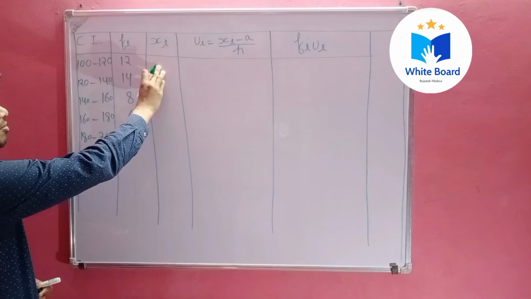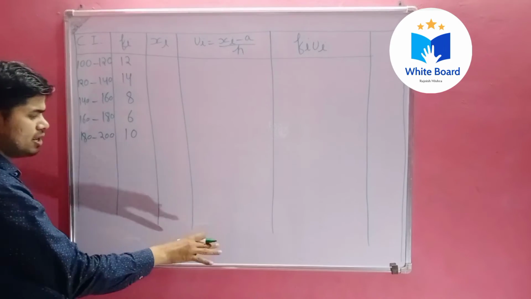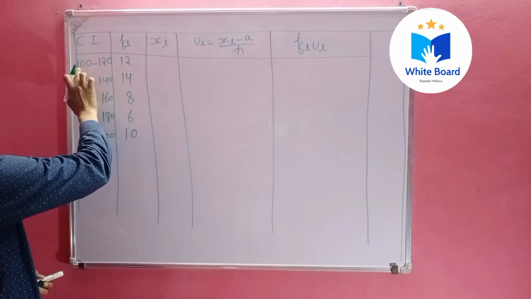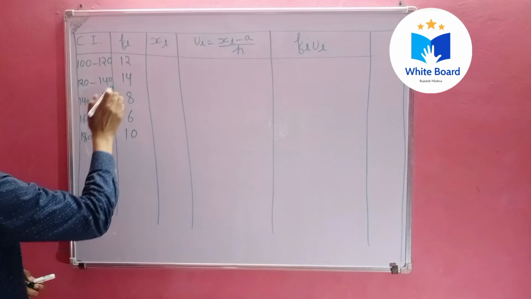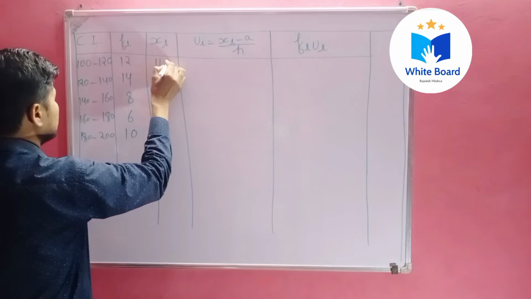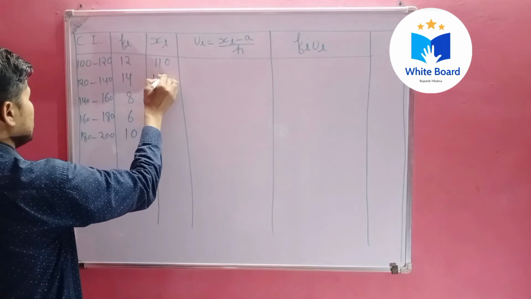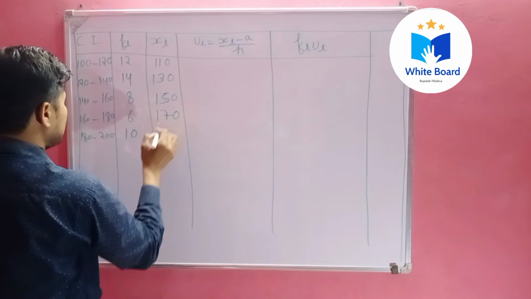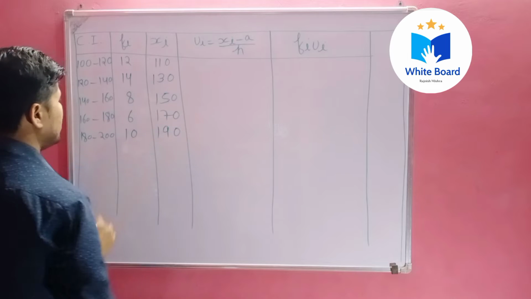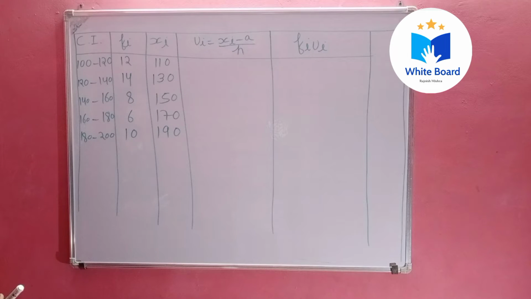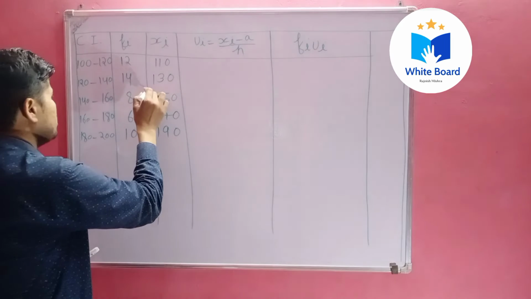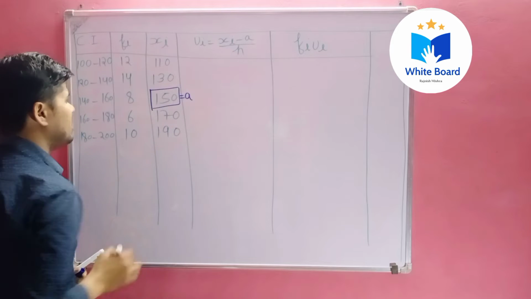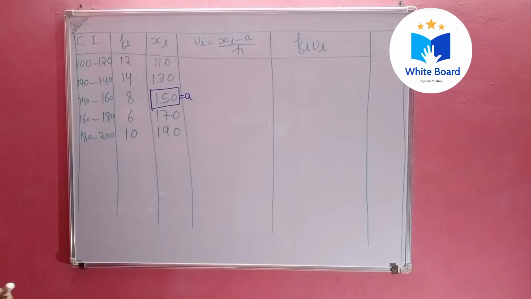Now we find out the class mark, which I have already shown you. We will find the class mark with the help of upper limit plus lower limit divided by 2. So here we get 110, and similarly you find the next ones: 130, 150, 170 and 190. As the method we use here is the assumed mean, that's why we assume some mean here. Here we take 150 equal to a, and that is known as the assumed mean.